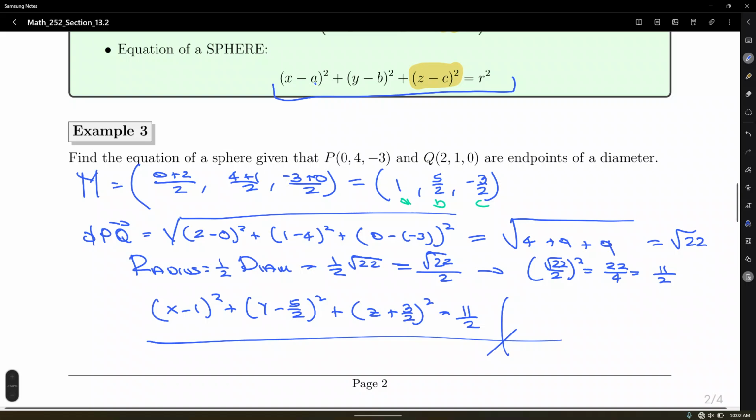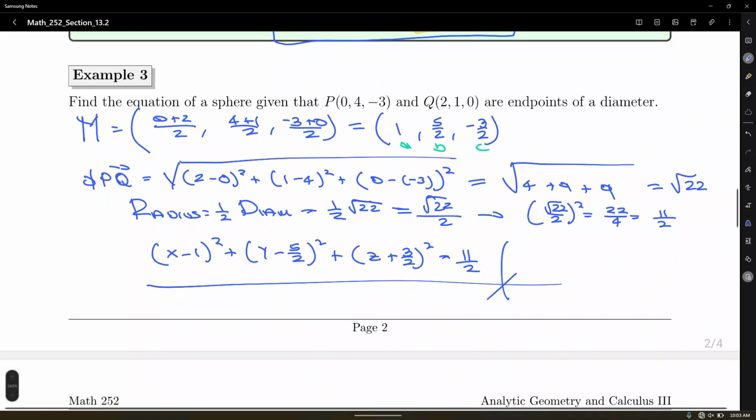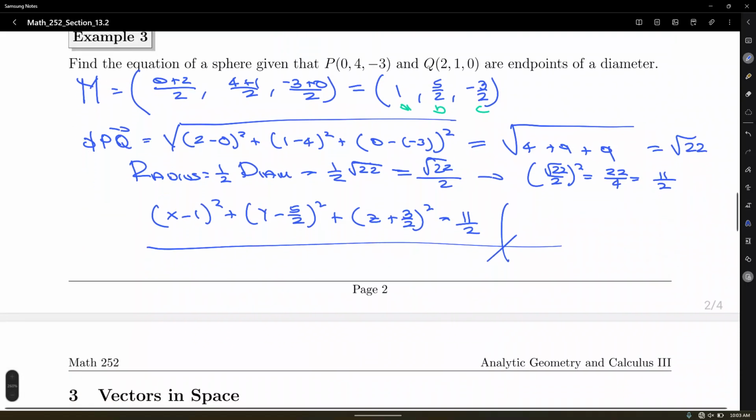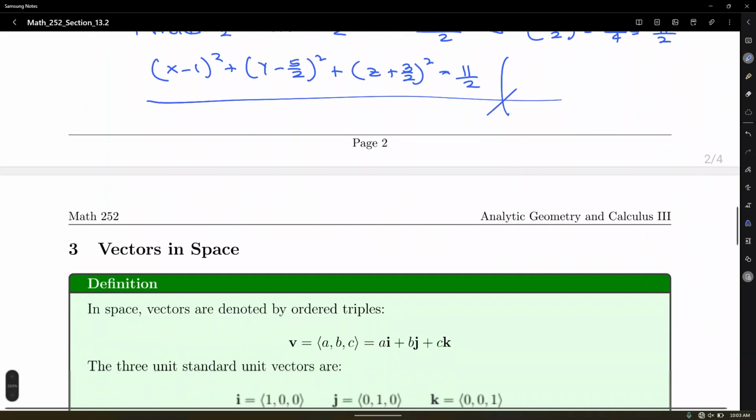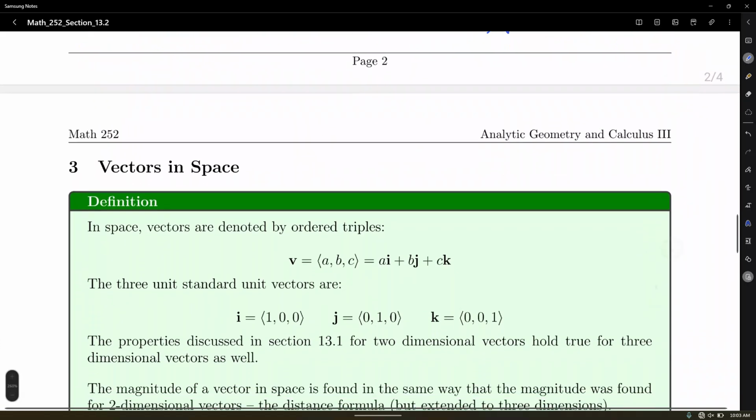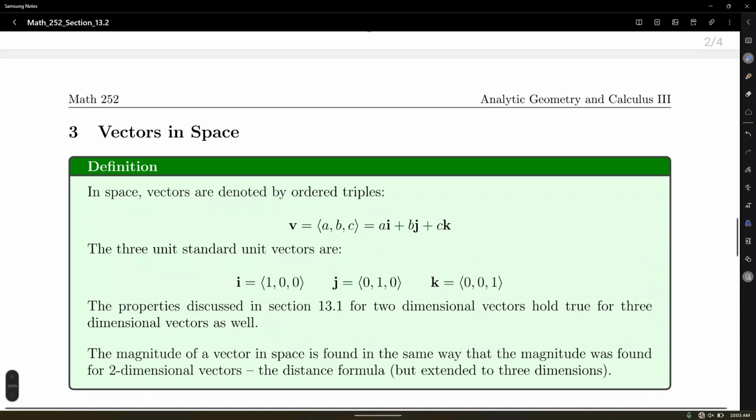So that's a little fun and play with formulas that you know from algebra, intermediate algebra, just adding a third term, a third component to turn them into 3D, to turn them into space situations. And of course, now we're going to talk about vectors in space. What are we going to do? Just add a third component.